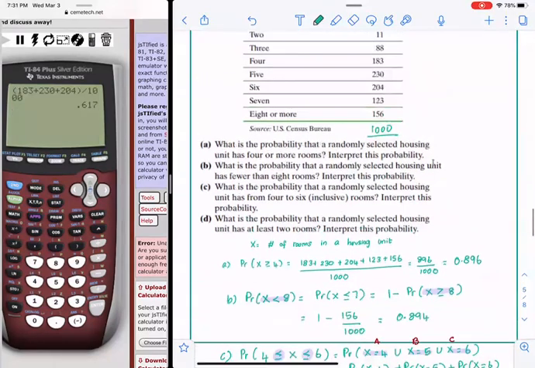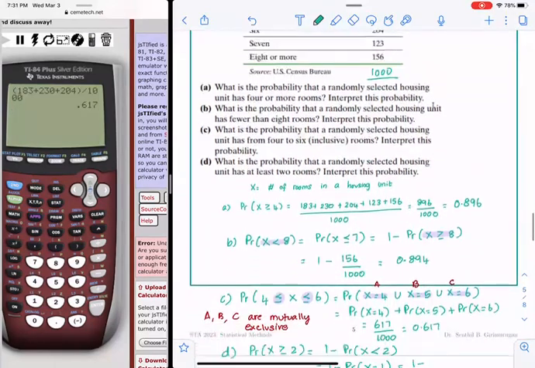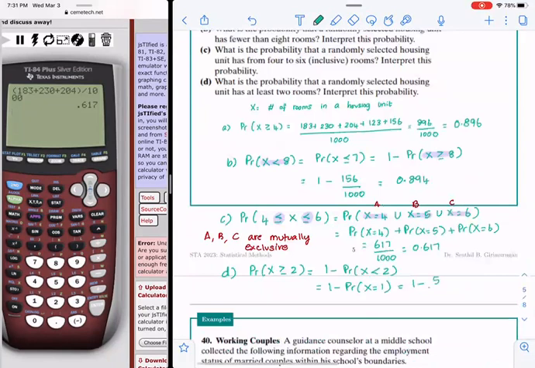And we have the frequency for that, that is 5. So 5 over 1,000. So that would give us 995 over 1,000. So it's 0.995.